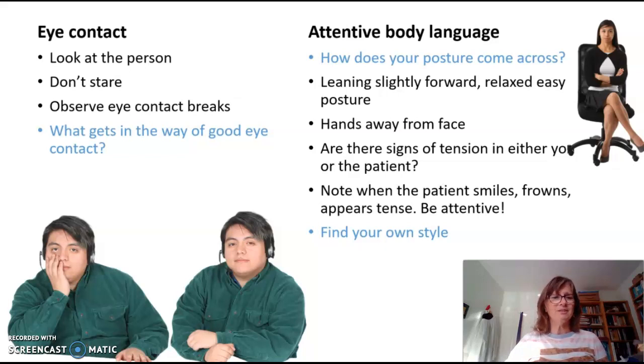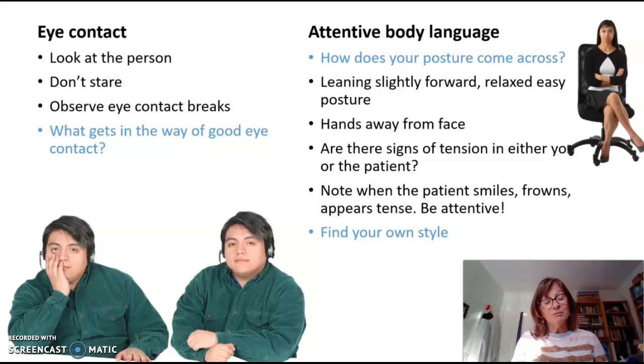Our body language says a lot about us. What's our posture saying? What we want to be doing is leaning slightly forward and looking relaxed in an easy, comfortable posture. We want our hands away from our face. We don't want our elbows on the table and leaning in that way. And, are there signs of tension with us or the patient? So we're not just talking about our own body language here. It's about observing and being attentive to the body language of our patient or service user.